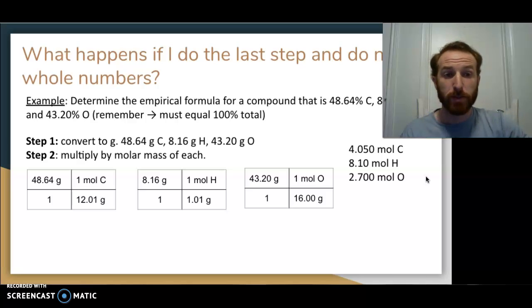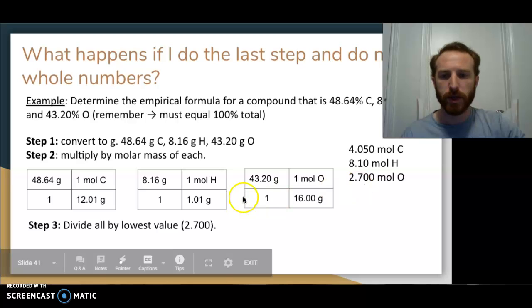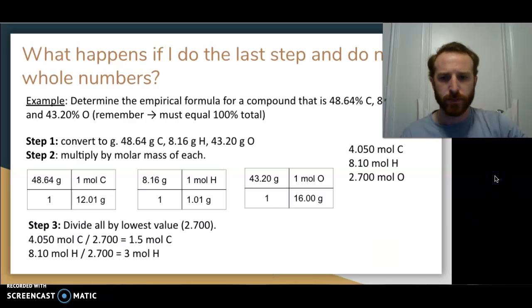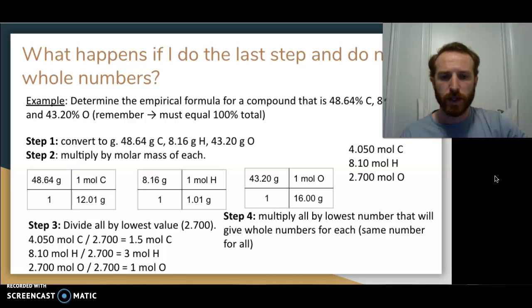Okay, next step, if you remember, is to divide each by the lowest of those, the smallest of those numbers, which is the 2.700 moles. Okay, when I do that, what I get is 1.5 moles of carbon, 3 moles of hydrogen, and 1 mole of oxygen. Then I'm going to multiply all those by the lowest number. That will give me whole numbers for each.